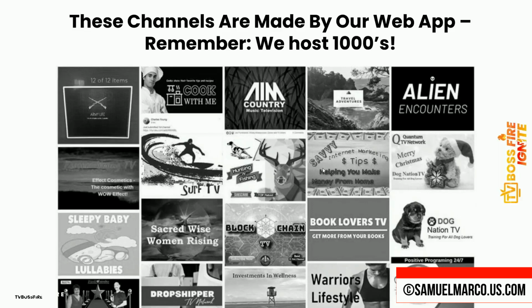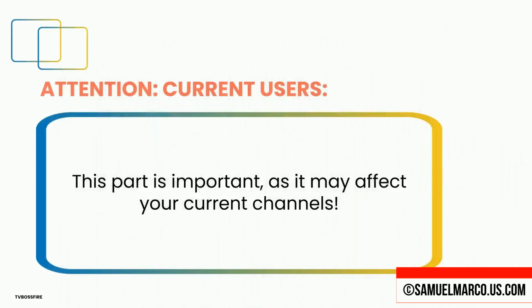You've seen a couple of these, but then we have Savvy Internet Marketing Tips. We also have the Quantum TV, Merry Christmas, the Seasonal Period, also Sleepy Baby Lullaby, Sacred Wise Women Rising, Blockchain, Book Lovers, Dog Nation, which is training, and more. As you can see, there's a variety of niches. It doesn't have to be news. It doesn't have to be documentaries. It doesn't have to be films. It can be all kinds of stuff, and people are getting great results from it.